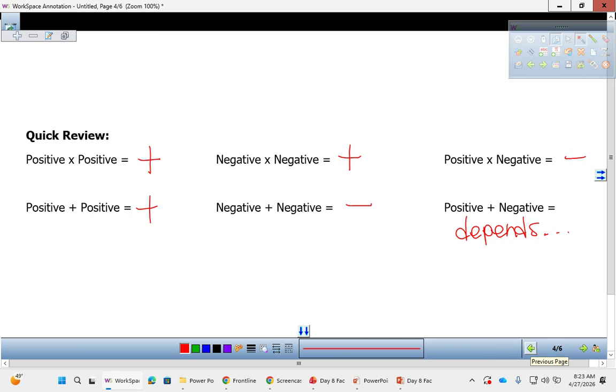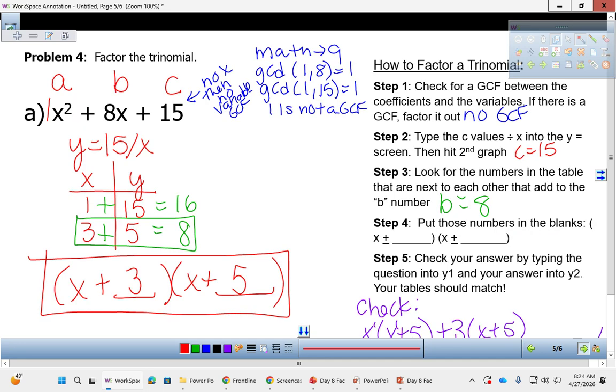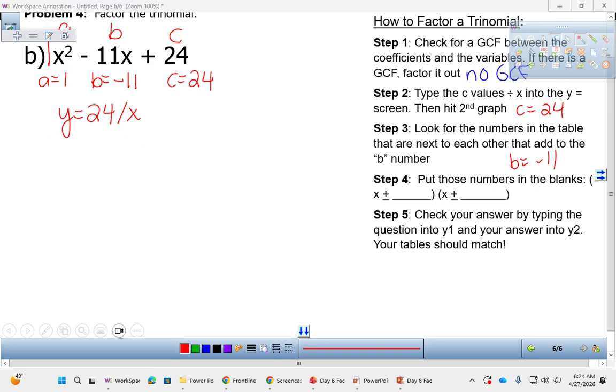What types of numbers multiply together to be a positive, but add together to be a negative? Two negative numbers. So this is where your number sense comes in. Because right now, if you second graph the calculator, you're going to be looking at 1 and 24, 2 and 12, 3 and 8. And all of those numbers add together to be positive numbers. I need negative 11. So in your calculator, you need to go up. You need to be looking at negative numbers. So when I go to my y equals screen and I do negative 24 divided by x, and I go to my table, I need to look at this.